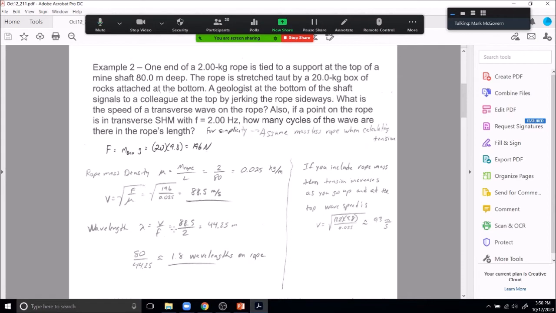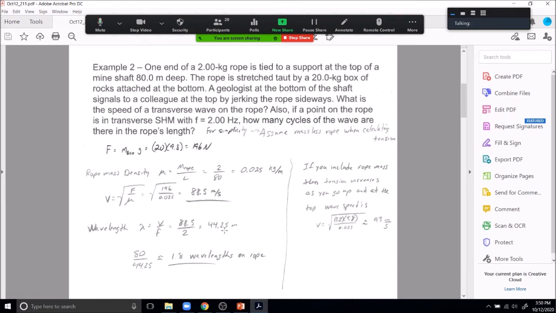All right. So that's the speed of the wave here. To get the wavelength, we'd have to divide that by the frequency at which you're oscillating this rope here, and that's just 2 hertz. So we end up with a wavelength that's pretty huge, 44.25 meters. And so that would be 1.8 wavelengths on the rope. Take the 80 and divide it by that.